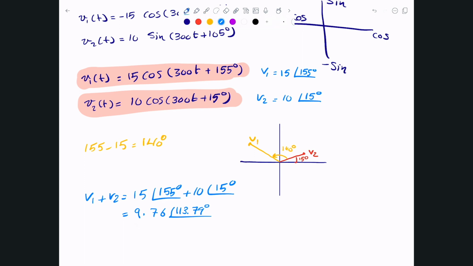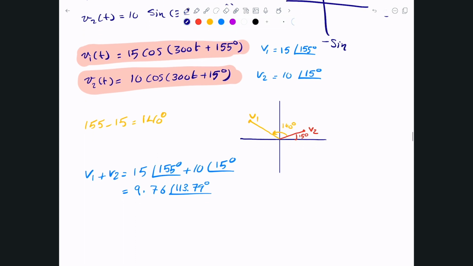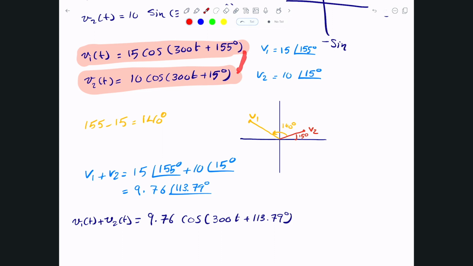But more interestingly, I can represent this as v1 of t plus v2 of t by doing an inverse phasor transform at this point. The inverse phasor transform tells me this is 9.76, the magnitude of that sum, cosine, and the omega, both of them share 300 times t, and now the phase is 113.79 degrees. So look what we have done. We added a couple of sinusoids without having to do any trigonometry.